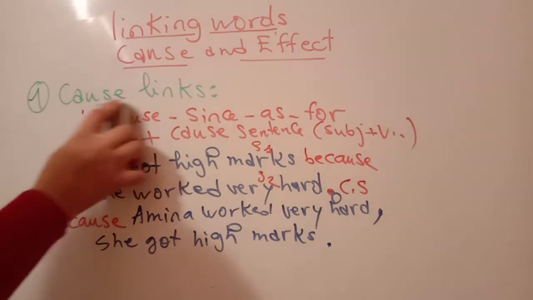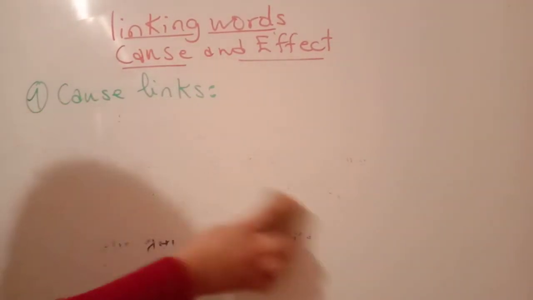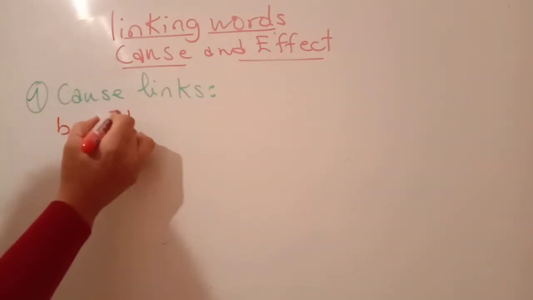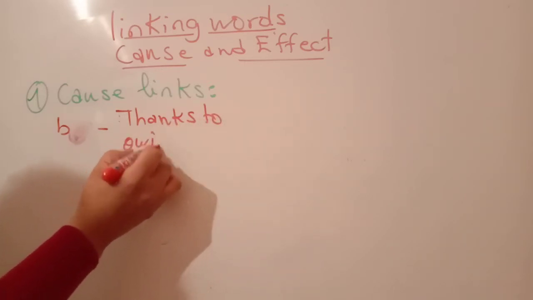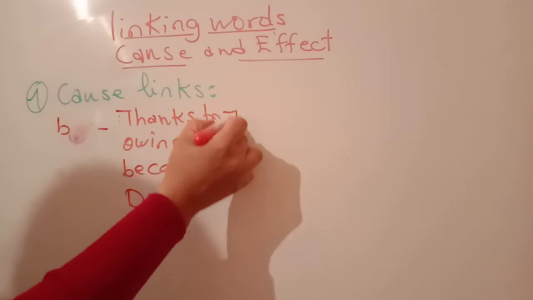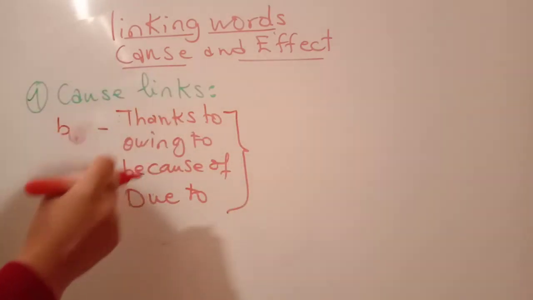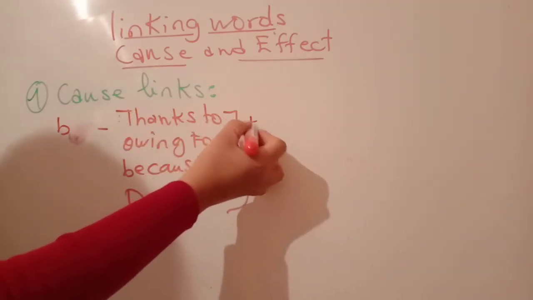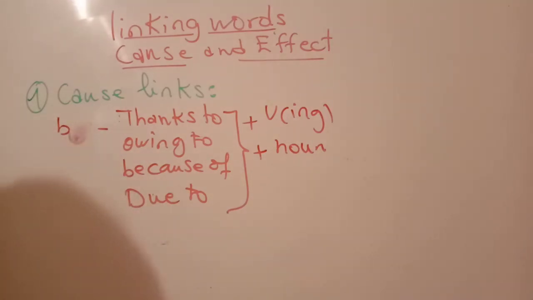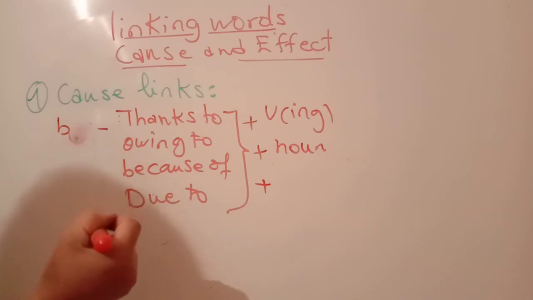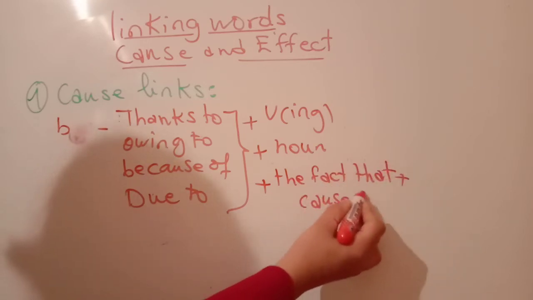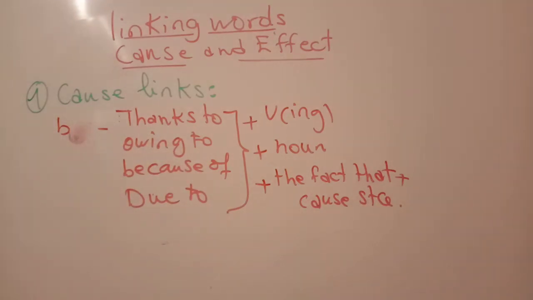So let's shift to B now. Okay, we have other cause links. So B, you have thanks to, owing to, because of, and due to. So if you have these links, you have to work a little bit the cause sentence. So you have three possibilities. They are either followed by verb ing if you have the same subject, or noun. We can derive it from the verb or the adjective in the cause sentence. Or if you want to keep the cause sentence as it is, use the fact that. The fact that plus cause sentence, right?